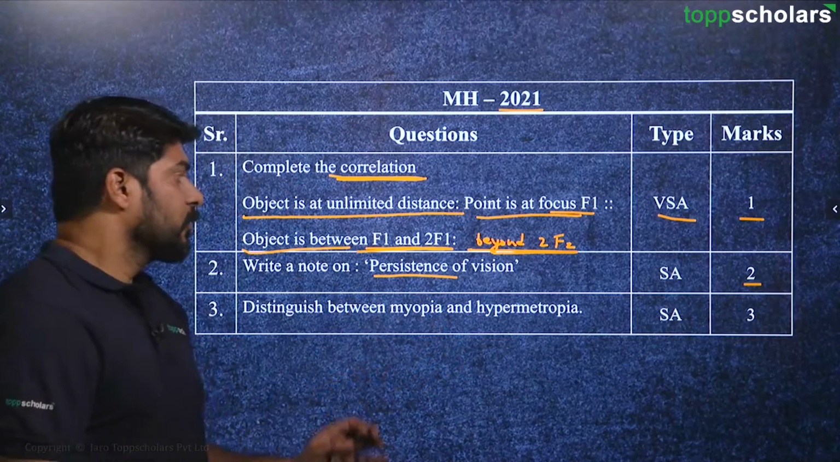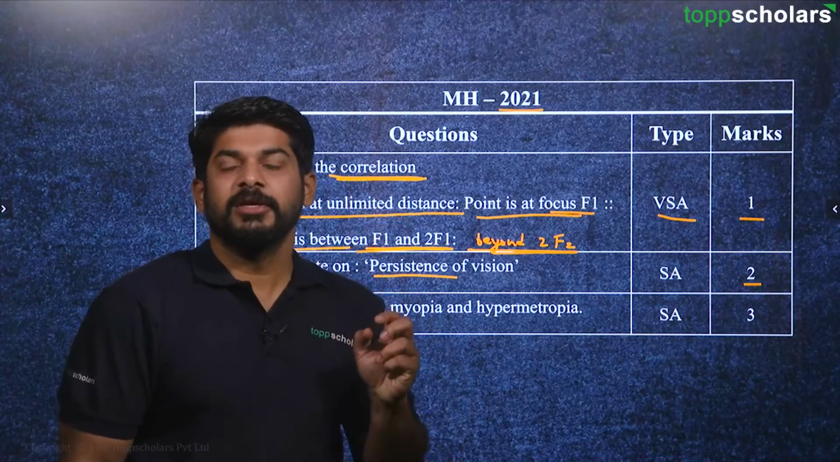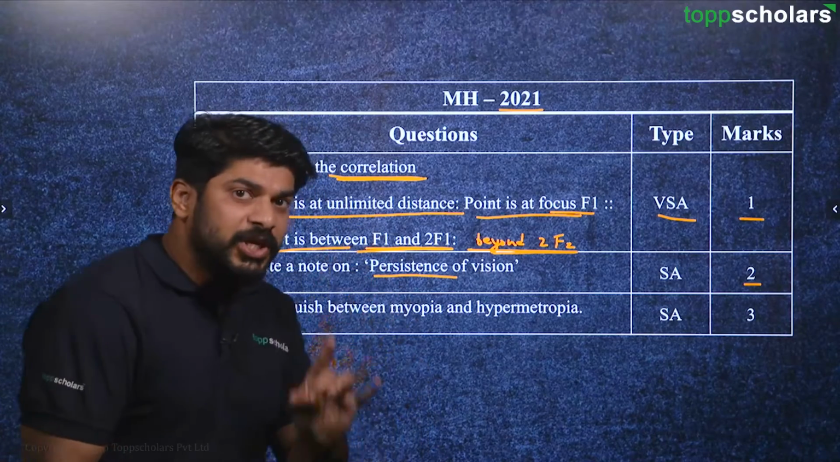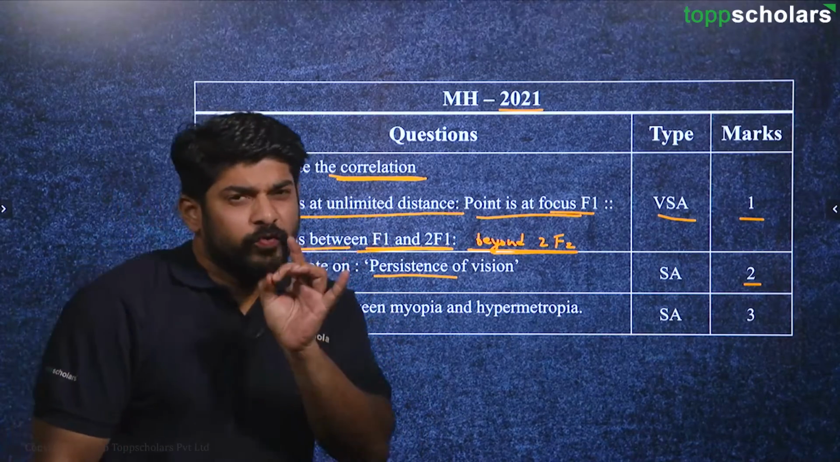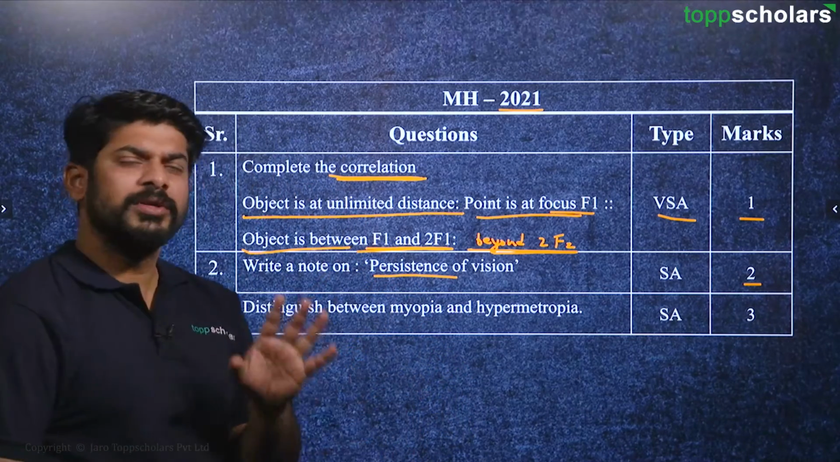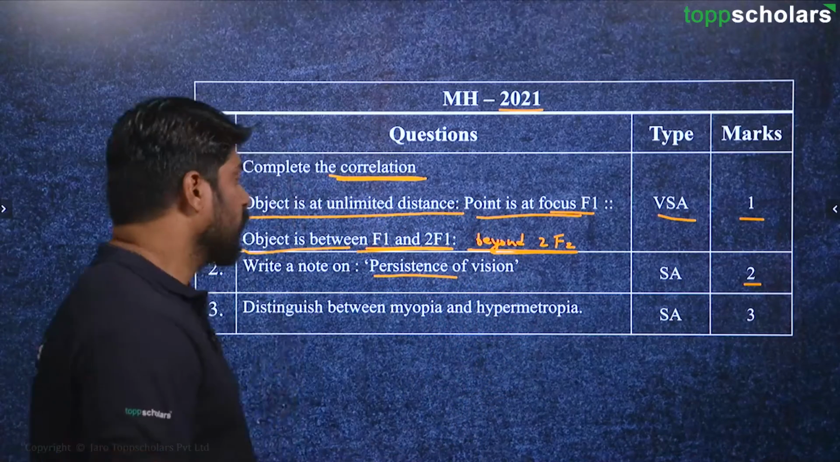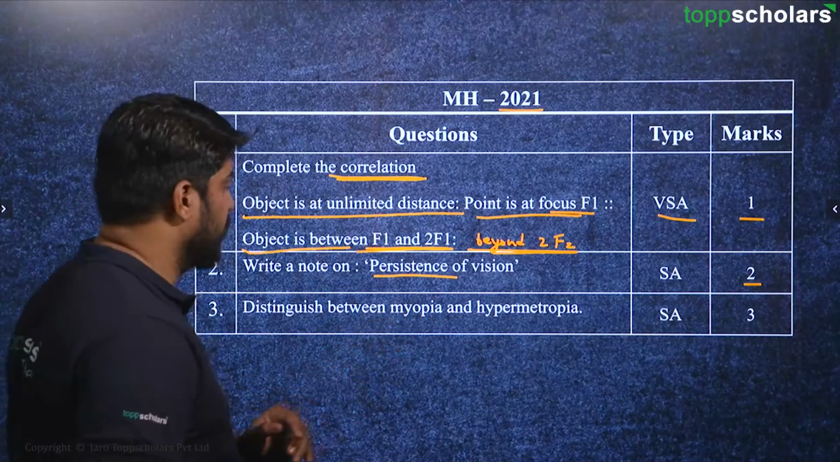Now, whatever image is formed in your brain, that image stays or persists for a very short amount of time. And this phenomenon is simply called persistence of vision. So this is what you have to explain over here.